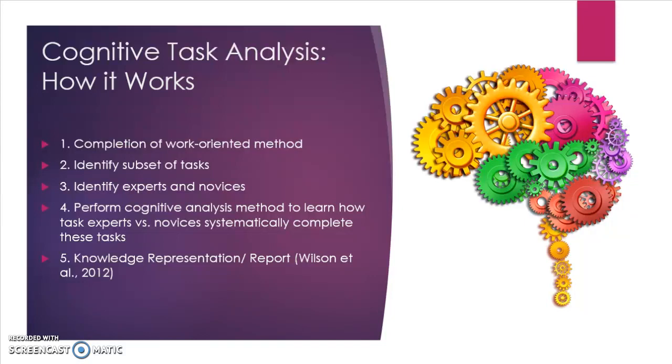Third, you want to identify both your experts as well as novices, because step number 4, you're going to perform a CTA method to learn how the task experts versus novices systematically complete the task of interest. And then lastly, you are going to need some type of knowledge representation or report to showcase what you found during the job analysis.